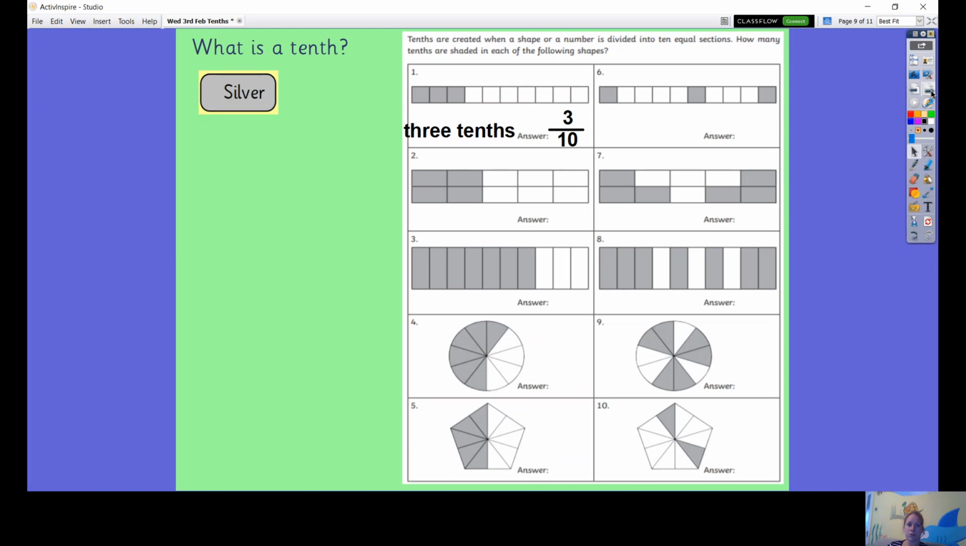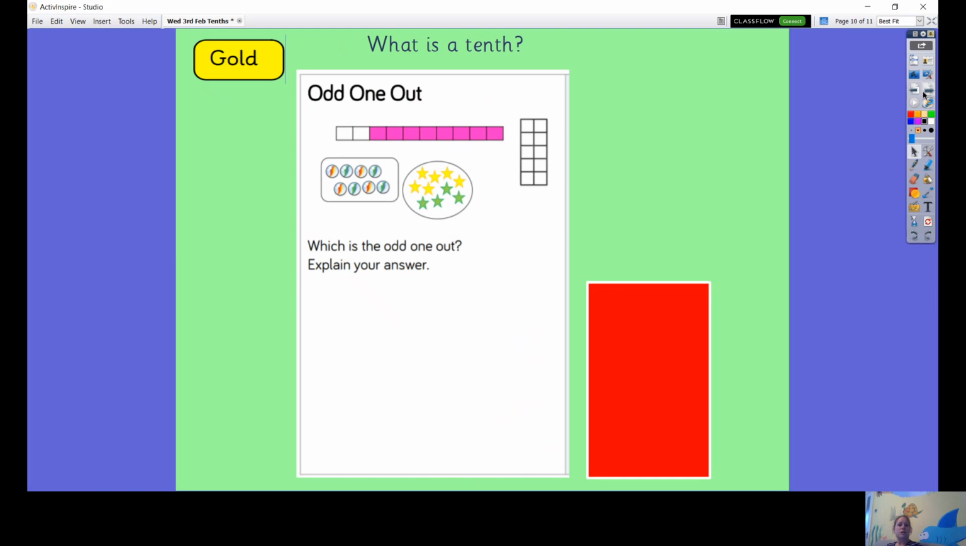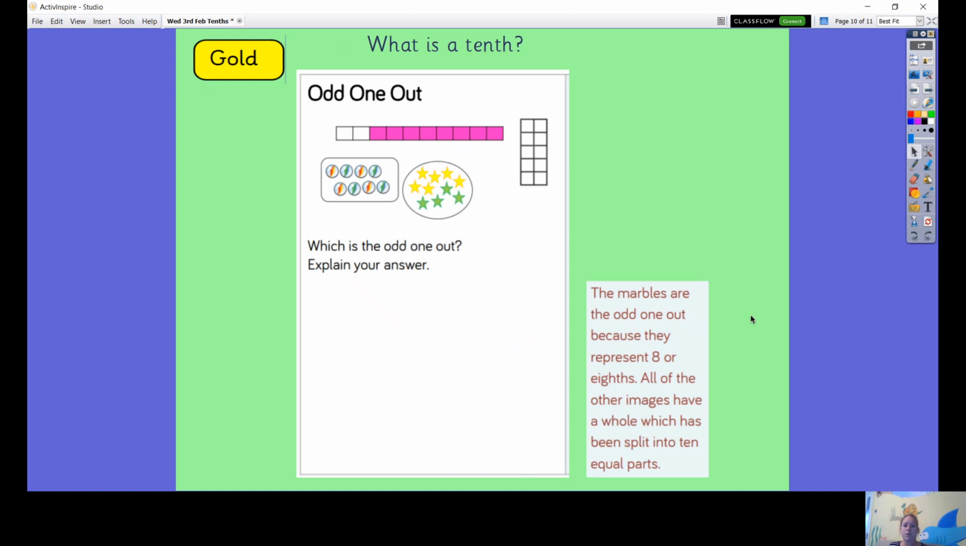And then we can move on to the gold task, which is which one is the odd one out? Explain your answer. So pause and have a try at that one, please. Okay, and then you can have a look at the answer here. The marbles are the odd one out because they represent eighths. All the other images have a whole which has been split into 10 equal parts.